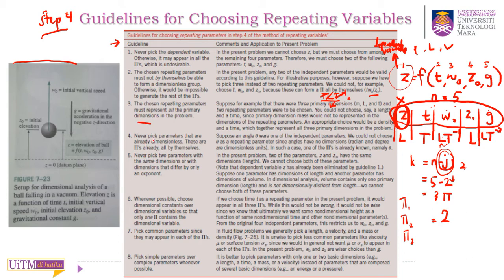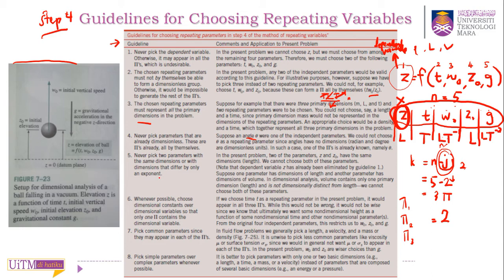And number 4, never pick parameters that are already dimensionless. Okay, if you have something in your equation that is not a constant but dimensionless, with no dimension, for example an angle, let's say it also depends on an angle. You cannot choose the angle because an angle doesn't have any dimension. Or if you have a Reynolds number inside your equation, you cannot choose the Reynolds number because it is already dimensionless. Okay, so never pick a dimensionless parameter. So that is number 4.